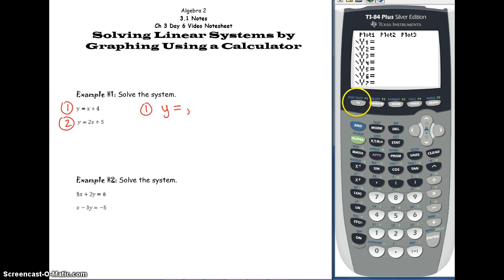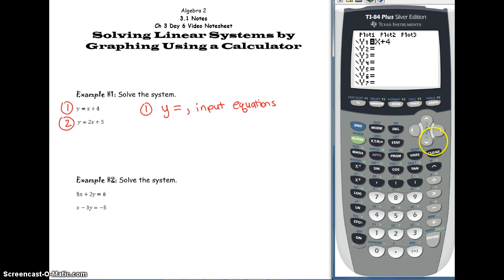If you look at your calculator, y equals is right here, and you want to make sure everything is clear like mine is. Then you're going to input the equations. We have two equations, so we're going to slowly put them in. Just remember where the x is. It's right underneath the mode button. We're going to press x plus 4.